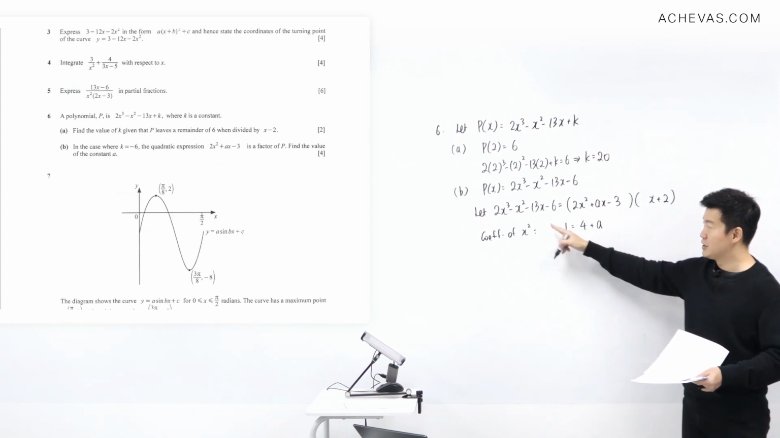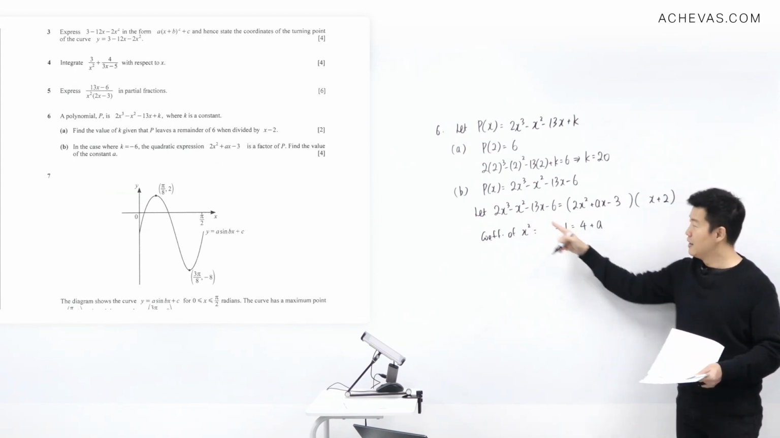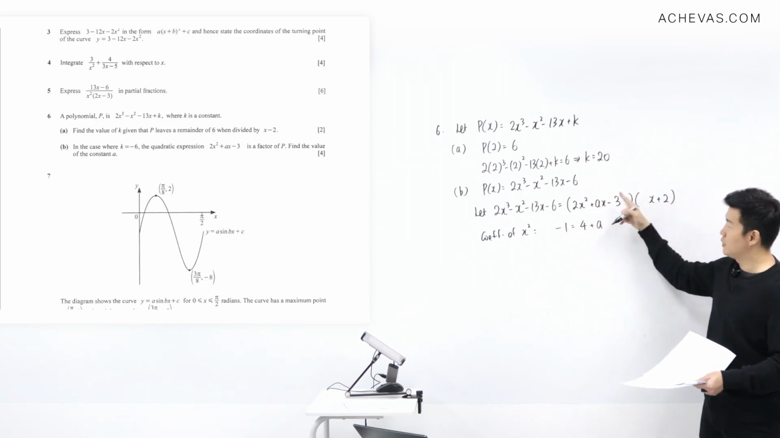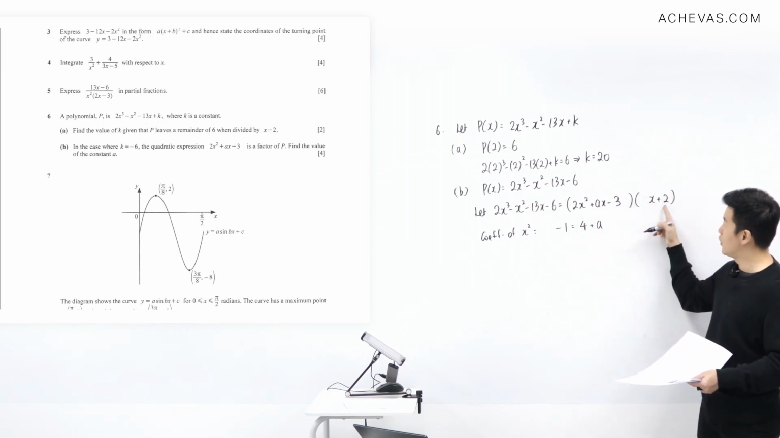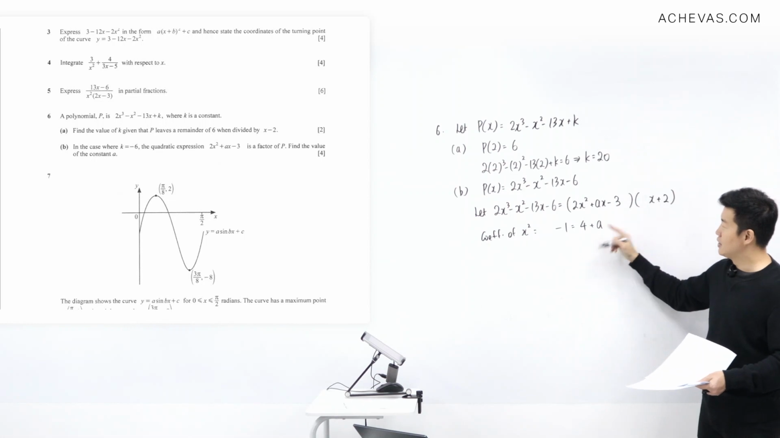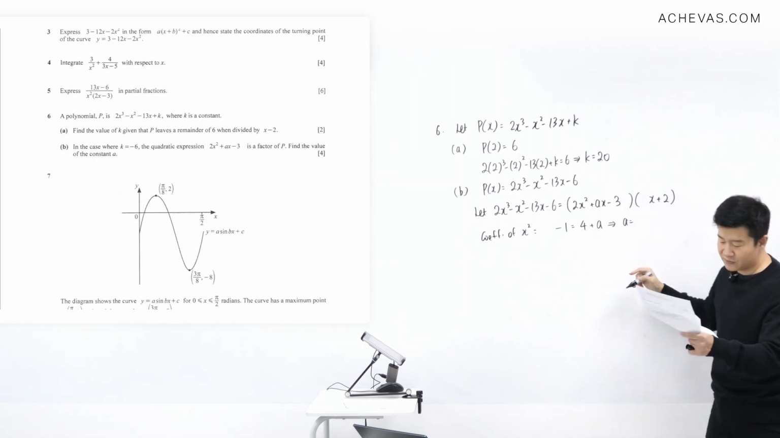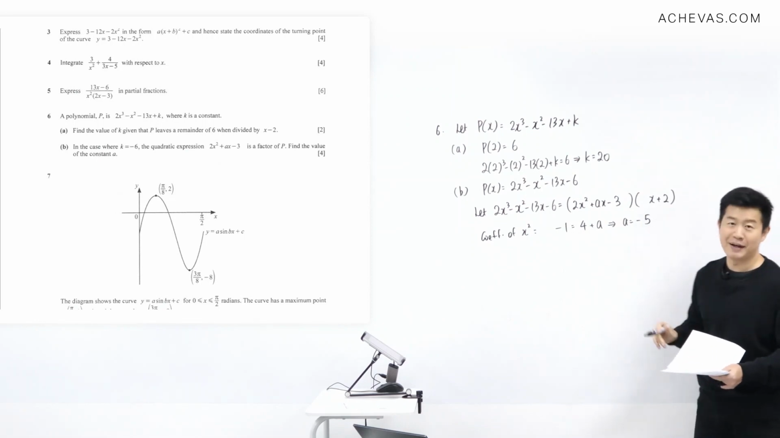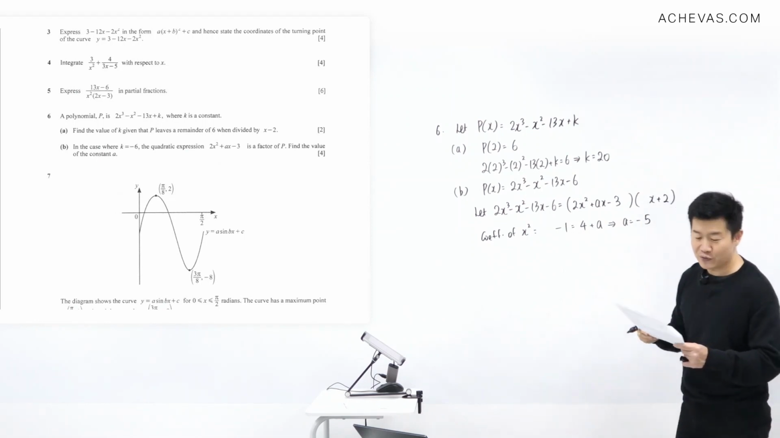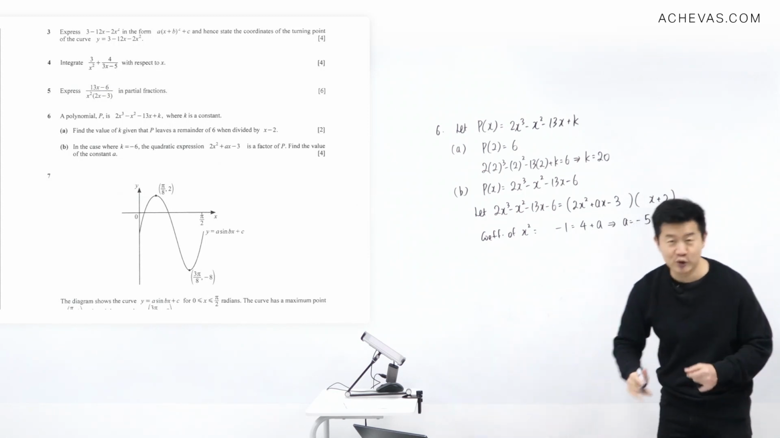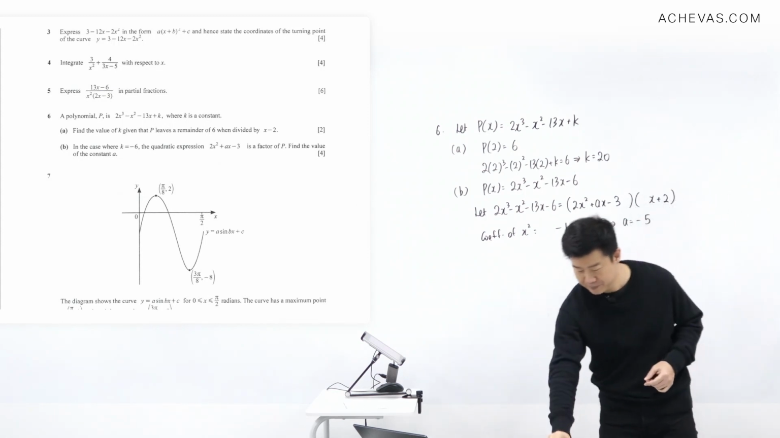So minus 1, which is the coefficient of x squared, is going to be equal to the coefficient of x squared on the right-hand side, which is 4 plus a. So this tells me the value of a is going to be equal to minus 1 minus 4. a is equal to minus 5. This concludes question number 6. We can move on to question number 7.